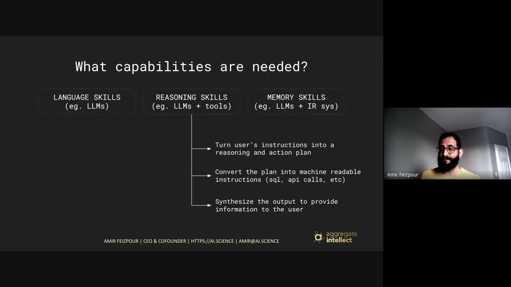The idea is that the user provides some instruction, some intent, some desire. Like they might say, I want to figure out how to design a machine learning pipeline to detect cancer, right? So the system has to interpret that through the language skills, turn it into some other type of reasoning plan. For example, it can say, these are the steps that we need to reason about this, and these are the actions that we need to take.